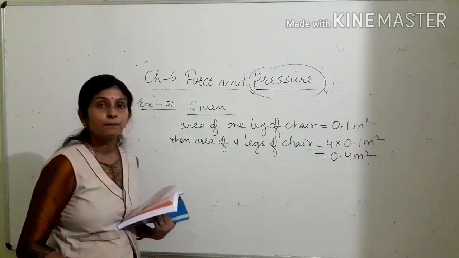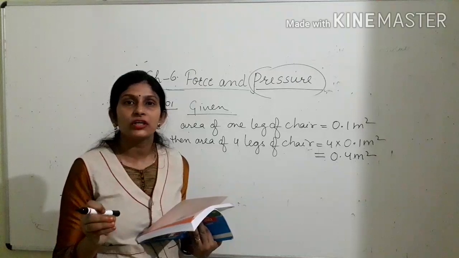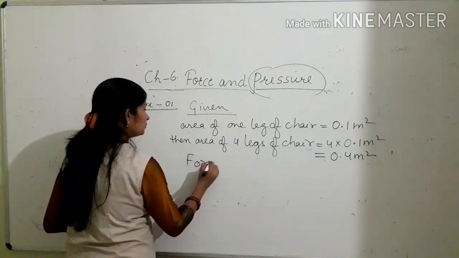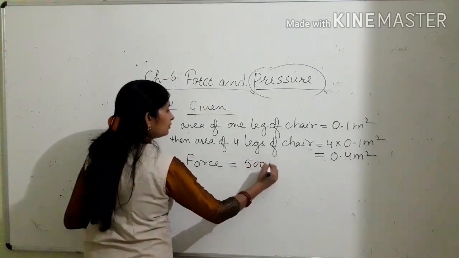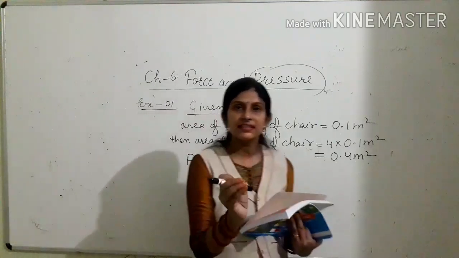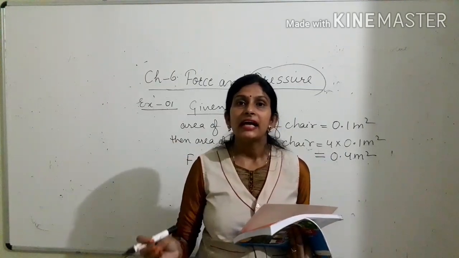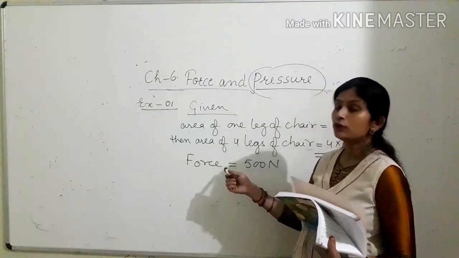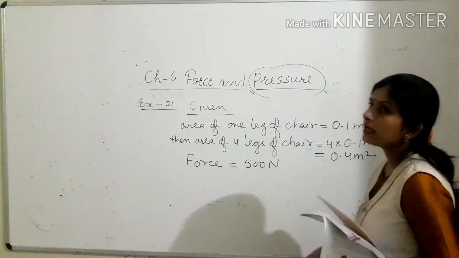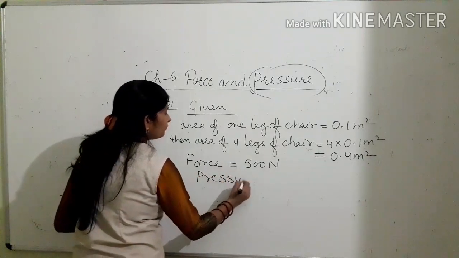On this area, the chair and the person sitting over the chair together exert a force of 500 Newton. So, there is a person sitting over the chair. That person and chair together exert a force of 500 Newton on the 4 legs of the chair having area 0.4 meter square. Now you have to calculate the pressure created here.